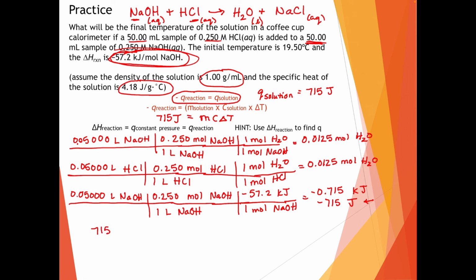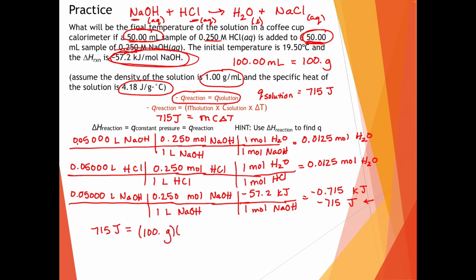So we have 715 joules. Our mass of our solution, we're going to get from our volumes, and we're going to use our density. So we have 50 milliliters of one of our liquids and 50 milliliters of the other. So we have a total of 100 milliliters of an aqueous solution. And our density is 1 gram per milliliter, so that means we have 100 grams of our solution. We've just lost a couple significant figures along the way because of our density. So we have 100 grams.